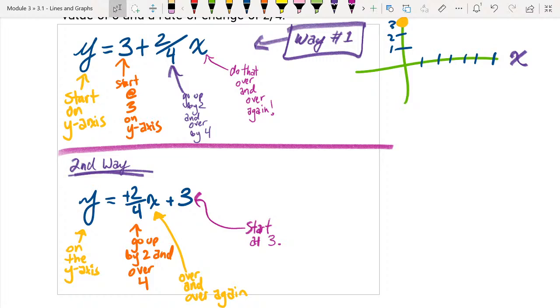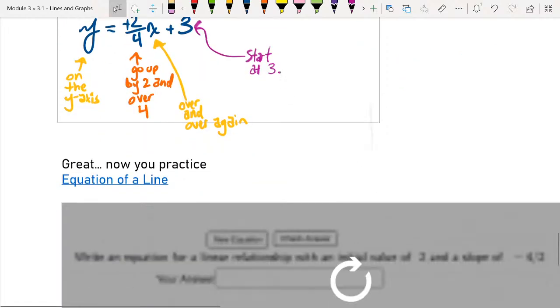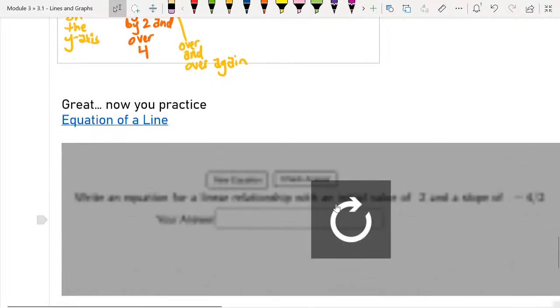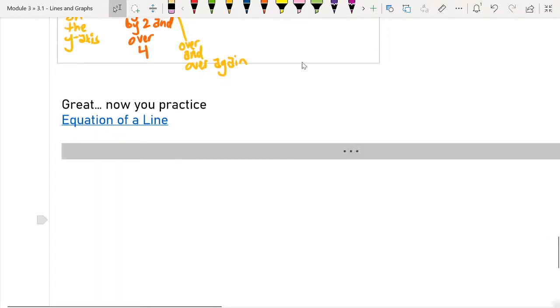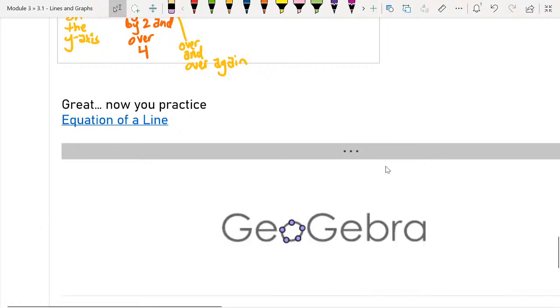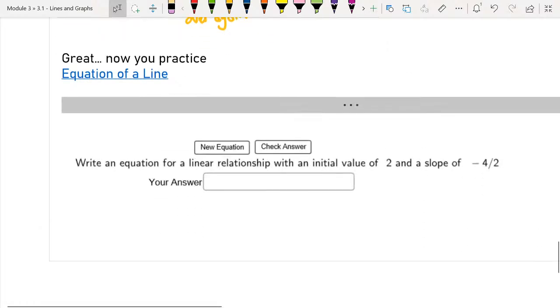So just like last time, I've given you a little practice app down here where it's going to give you the information, and you just need to make an equation out of it. So let's look at the one here. I'm going to press new equation a few times. Now you can go. Yep, go nuts.